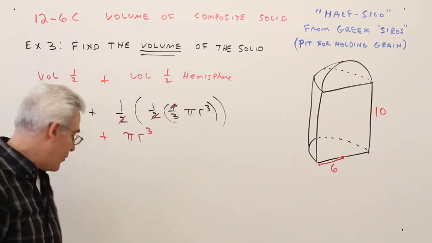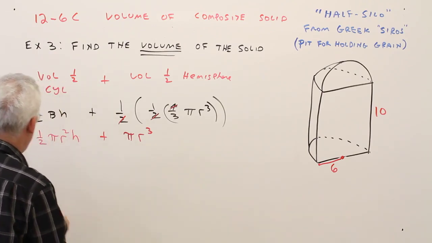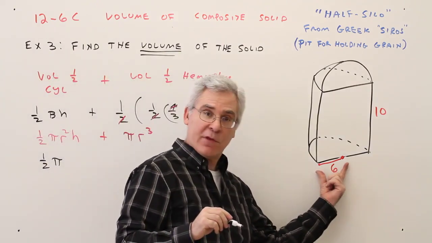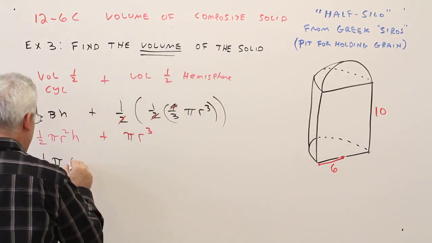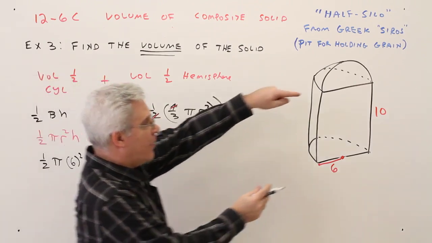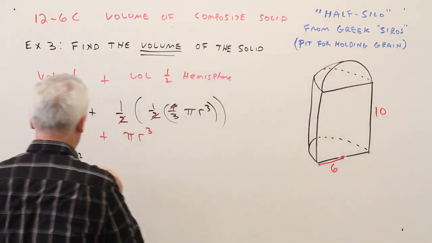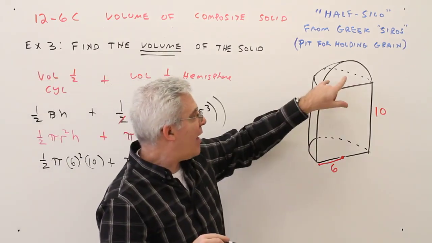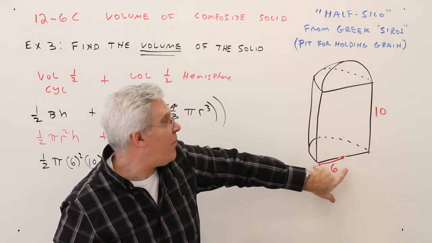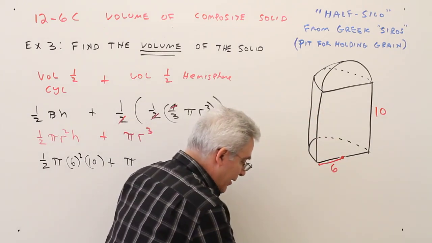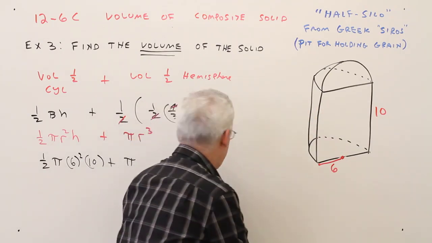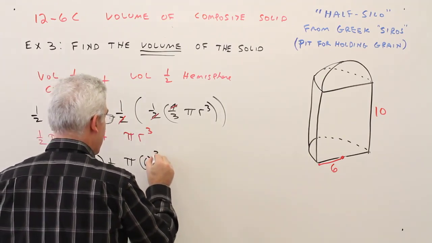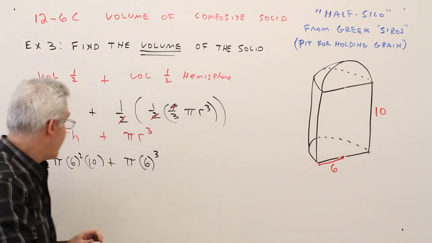All right, let's put the numbers in now. So it'll be 1/2 pi, the radius is 6 as shown, 6 squared. The height of the cylinder is 10, plus pi. The radius of the hemisphere is going to be the same as the radius of the cylinder if it fits directly on top. So it'll be plus pi times 6 cubed. Again, that's 6 and that's 6.